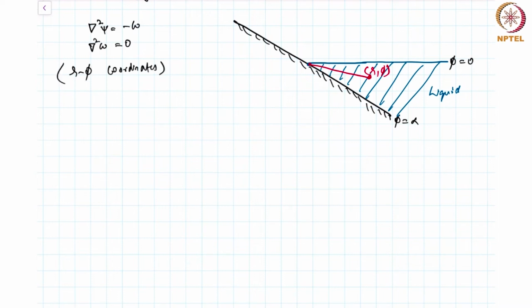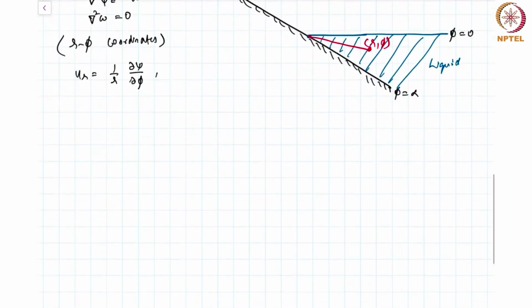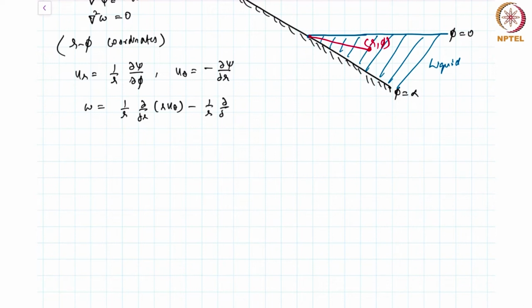The argument is as follows. u_r, I will take it to be 1/r ∂ψ/∂φ. I hope I've been writing this correctly. And u_θ will be minus ∂ψ/∂r. Therefore, ω, which is a scalar in this case, will simply be 1/r ∂/∂r of (r u_θ) minus 1/r ∂/∂θ of u_r. I'm just writing down the definition of vorticity in cylindrical polar coordinates.